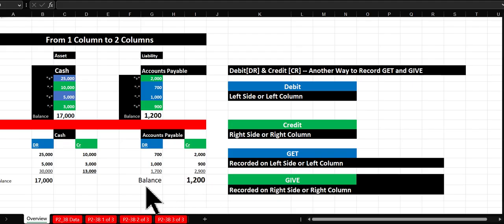And so we can take away another important point, and that is the balance in an account is described based on the side that is larger. So this would be referred to as a credit balance because the credit total is larger than the debit total. On the other hand, this would be regarded as a debit balance because the debit total is larger than the credit total.